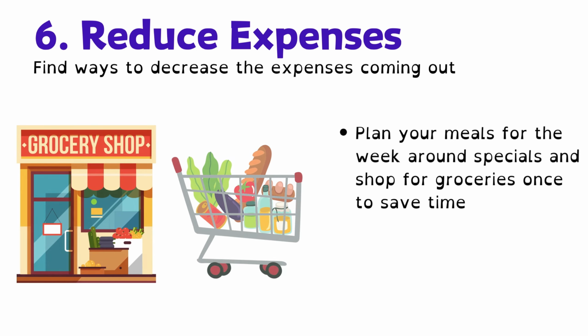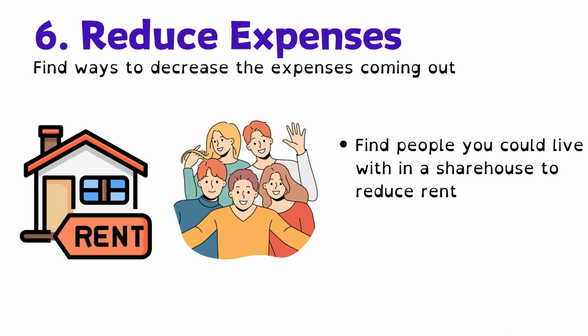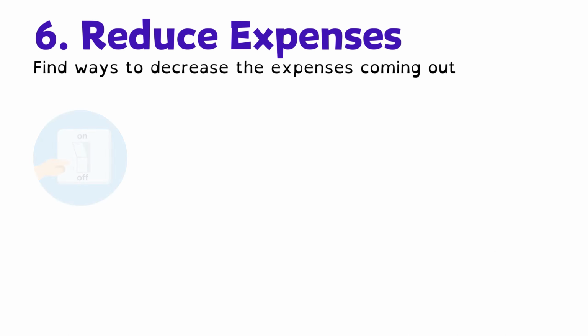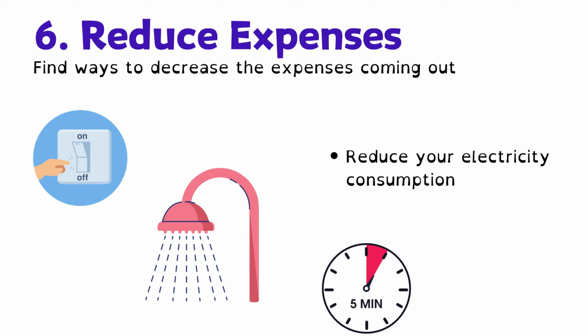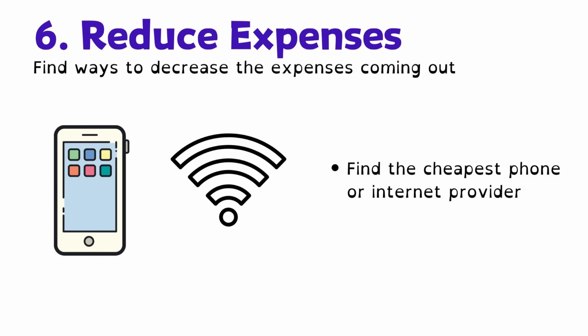Plan your meals weekly so you are only grocery shopping once a week and making the most of all the specials. Consider moving into a share house to reduce the burden of paying rent. Reduce your power consumption by turning off power points and being mindful when heating and air conditioning and using hot water. Shop around for the best phone or internet plan and don't settle for your current provider.